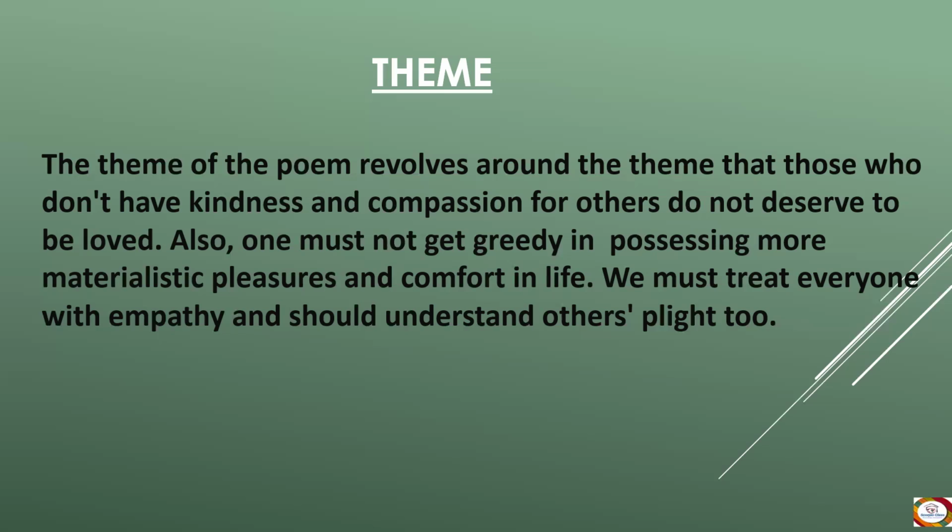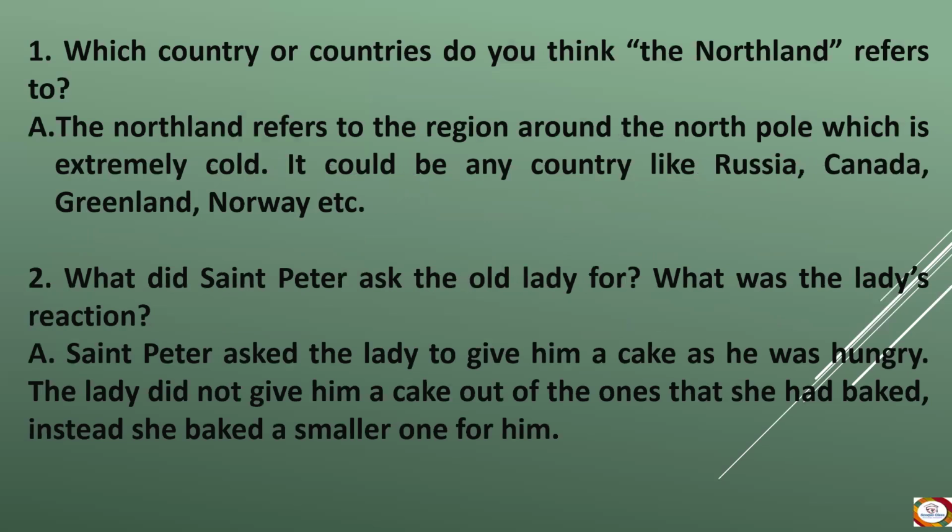And let's get started now with the question answers. So this is as per your textbook, Thinking about the Text questions. First question: Which country or countries do you think the Northland refers to? Answer: The Northland refers to the region around the North Pole, which is extremely cold. It could be any country like Russia, Canada, Greenland, or Norway, etc. Okay, because the exact region is not specified in the poem, it refers to any Northland area, the region around the North Pole. The countries are mentioned over here.